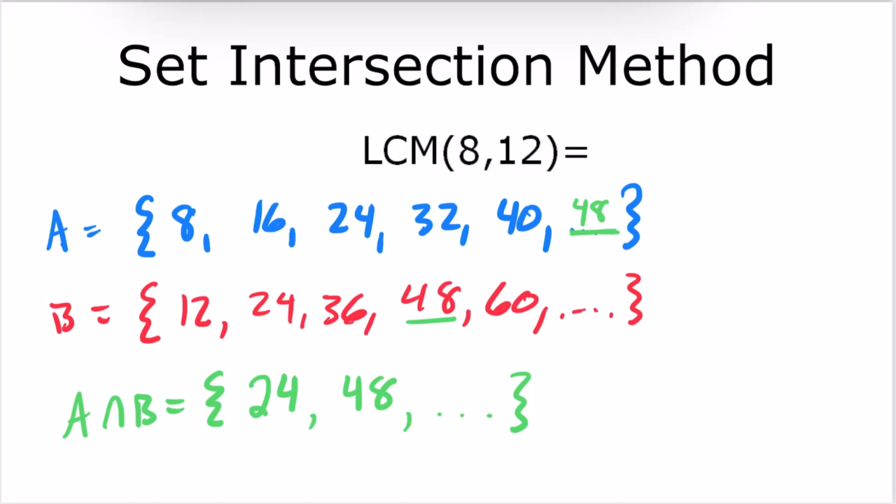But ultimately, we are interested in the least common multiple. So as soon as we find a multiple that they have in common, and it's the smallest one, that's going to be our answer for what the least common multiple is. And so this is how you would use the set intersection method to find that the least common multiple of 8 and 12 is the number 24.